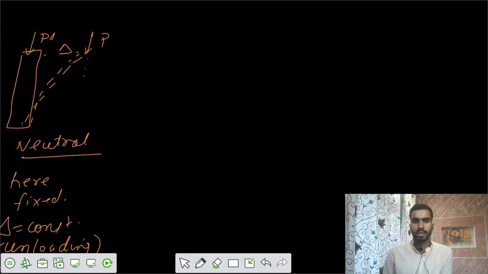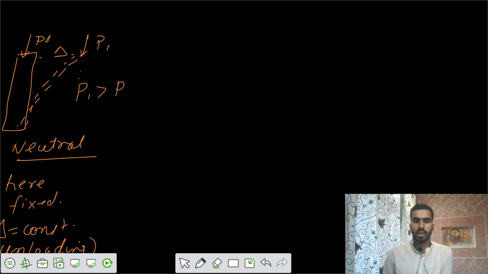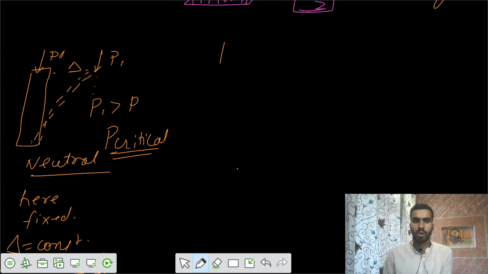The third one is that you applied a load, which we call P1. This was greater than the initial load P. This load was greater than P, and we call it the critical load, PCR. At the critical load there is a neutral equilibrium, I would say.